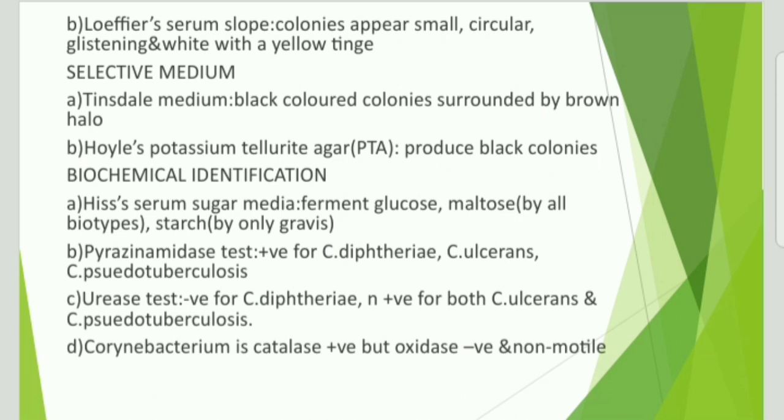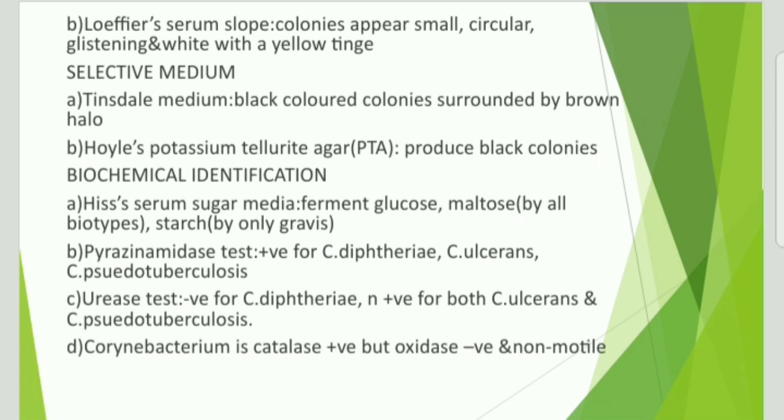The selective media used here: the first one is Tinsdale medium. Here you can observe black colored colonies surrounded by a brown halo. The black colony and brown halo appear because it converts tellurite to tellurium. That is this color. Another selective medium is Hall's potassium tellurite agar, which produces black colonies.